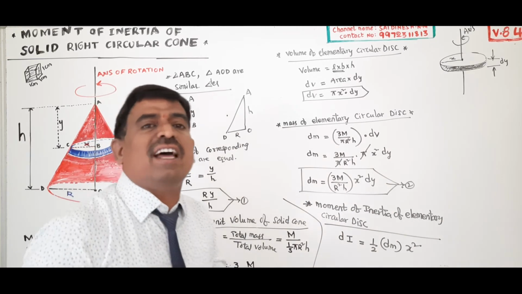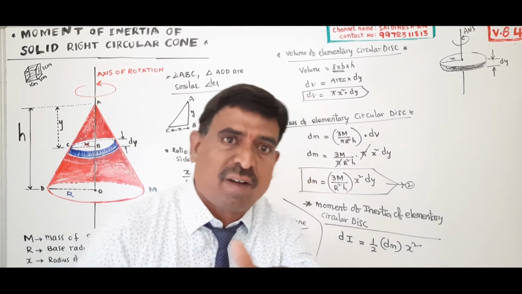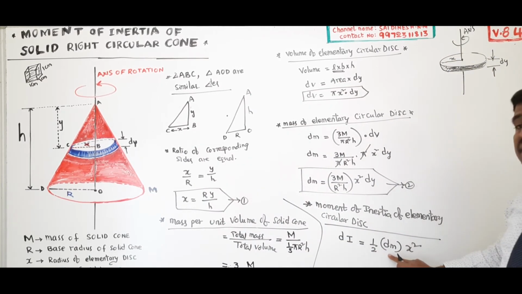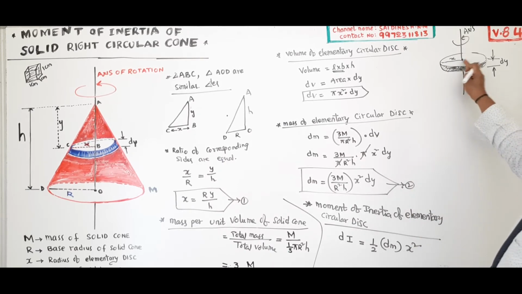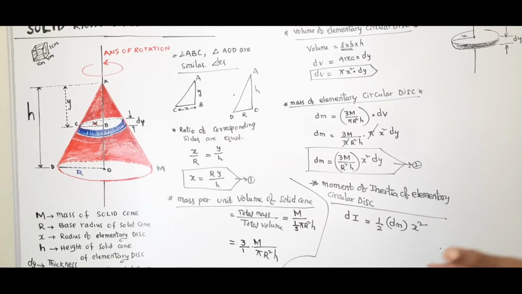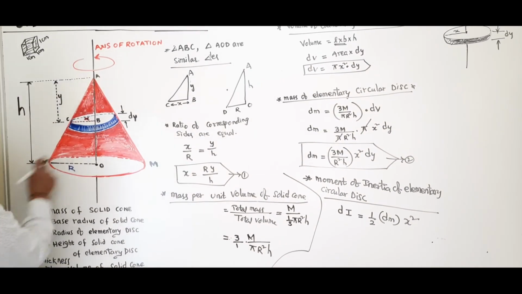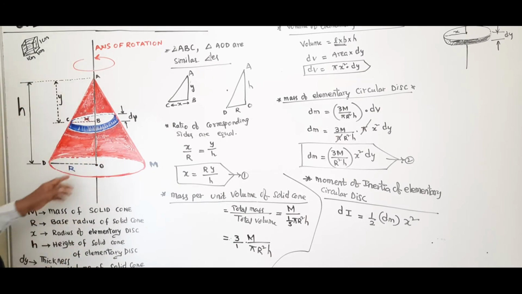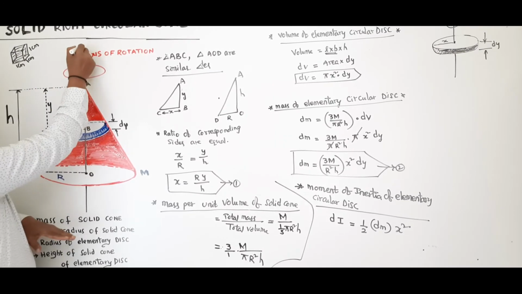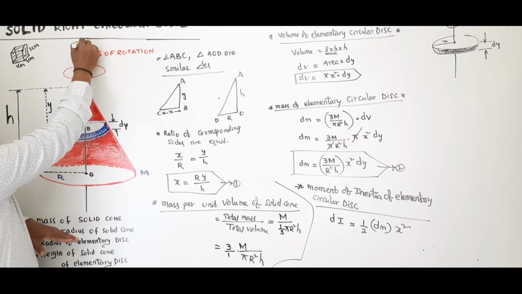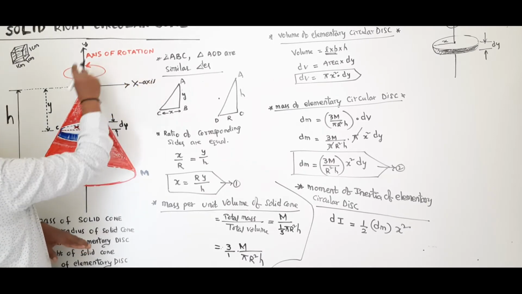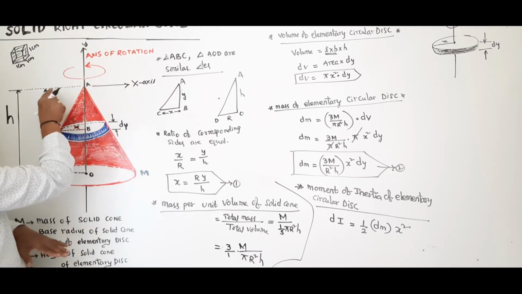Generally, the moment of inertia of the circular disk formula is half m r square. Moment of inertia of this elementary disk is half, mass, and square of the radius. Radius is x. Now I need the moment of inertia of the entire solid cone. Its height is changing from 0 to h. You consider this the y-axis and this the x-axis.